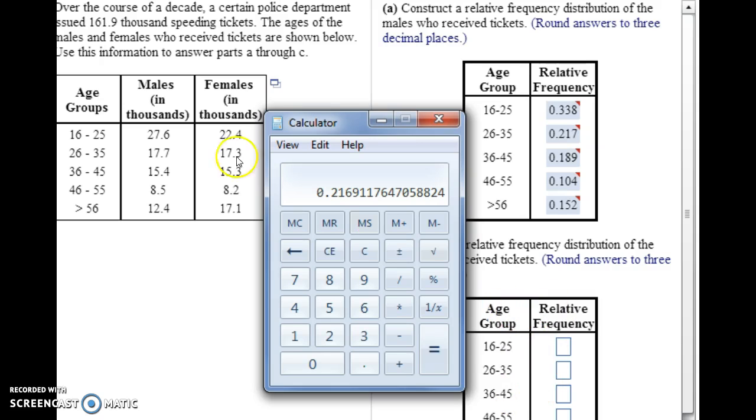When you do the females, instead of dividing by 81.6, you'll have to add up and see how many females there are, and then divide by that number.